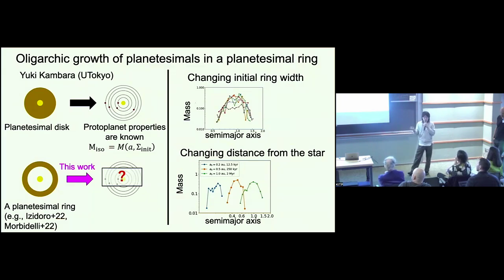We performed a series of N-body simulations. The right-hand side shows the result, semi-major axis versus mass of protoplanets, and we changed several initial parameters, like initial ring width, total mass of planetesimals, and ring location. We find, interestingly, that the protoplanet distribution only weakly depends on the initial ring width, and the protoplanet mass only weakly depends on the initial ring location. In detail, please stop by my poster. Thank you.